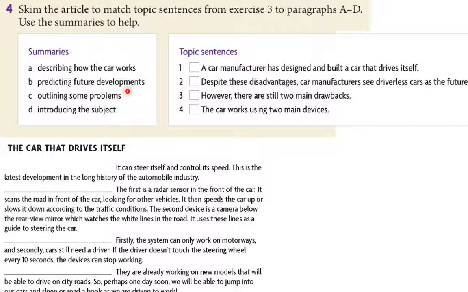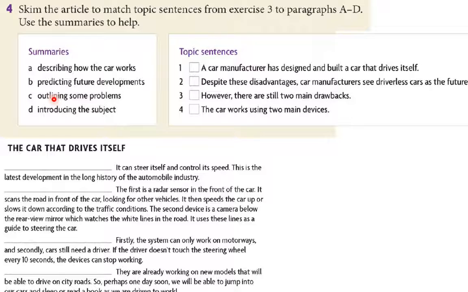Now let's go to the second summary, predicting future developments. Number 1, a car manufacturer has designed and built a car that drives itself. No. 2, despite these disadvantages, car manufacturers see driverless cars as the future. So almost this one gives a summary about predicting future development. Then, summary B matches with topic sentence number 2.